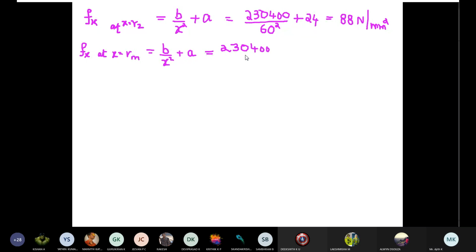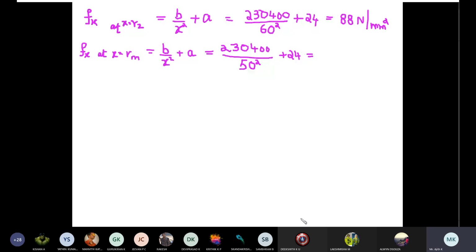But the only difference is the x value. The value of Rm was 50, which is (R1 plus R2) divided by 2. So 40 plus 60 divided by 2, 100 by 2, you will get 50. Obviously, the stress at the middle section should be in between the stress at the inner section and the outer section.